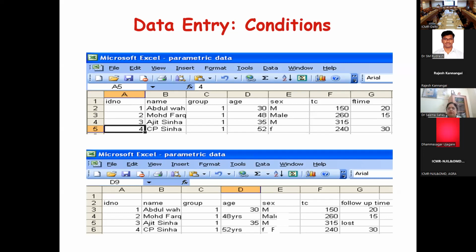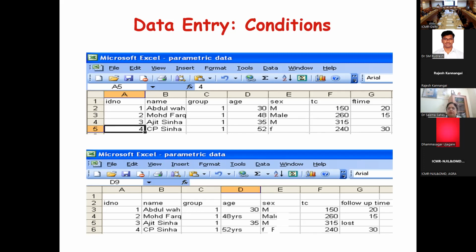For gender, you can write M and F because we know this is male, this is female, right? But for some variables we don't know, it's not common sense. So it's better to enter your data as such. Like severity of disease: mild, moderate, severe. Mild could be M, moderate could be M, or severe could be S. So you need to differentiate.